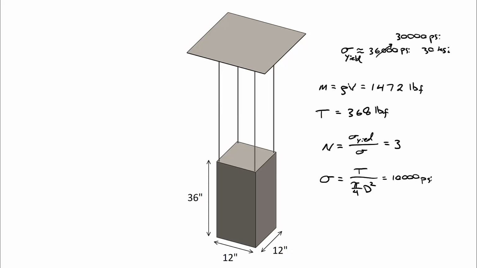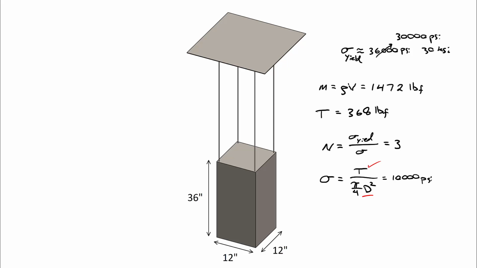I know the tensile stress in each of the four rods is going to be 368 pounds, and now I know the actual stress in the rod is 10,000 psi, or 10 kips. This should allow me to solve for the diameter because I know everything. What do you get for a diameter?